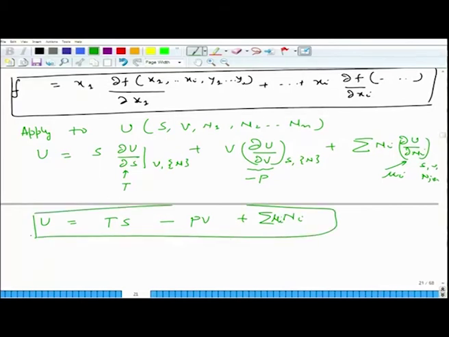So we have now got an equation which is the Euler integrated fundamental equation.